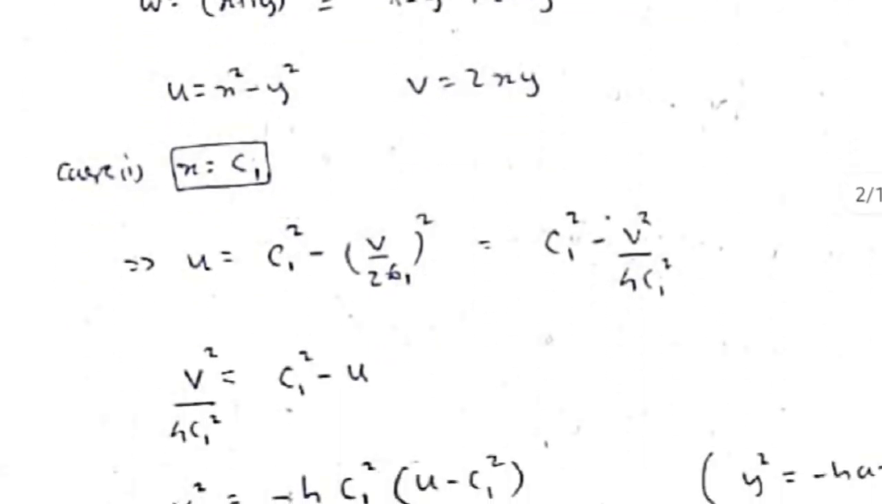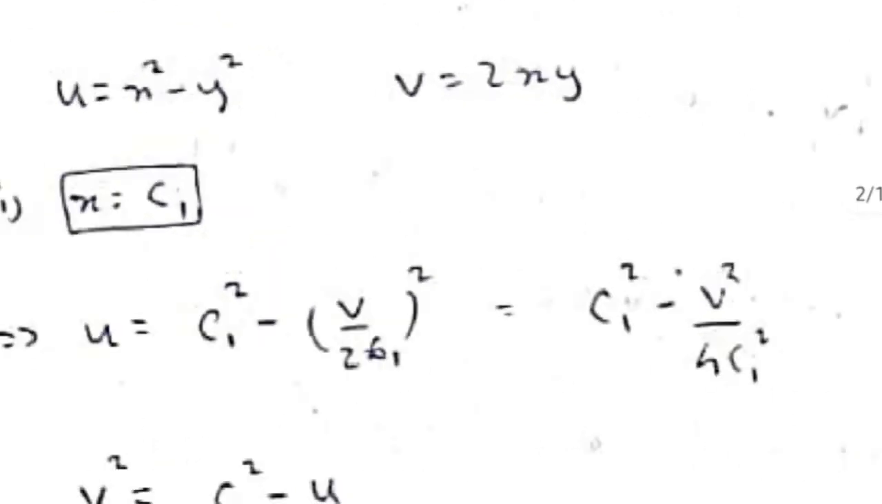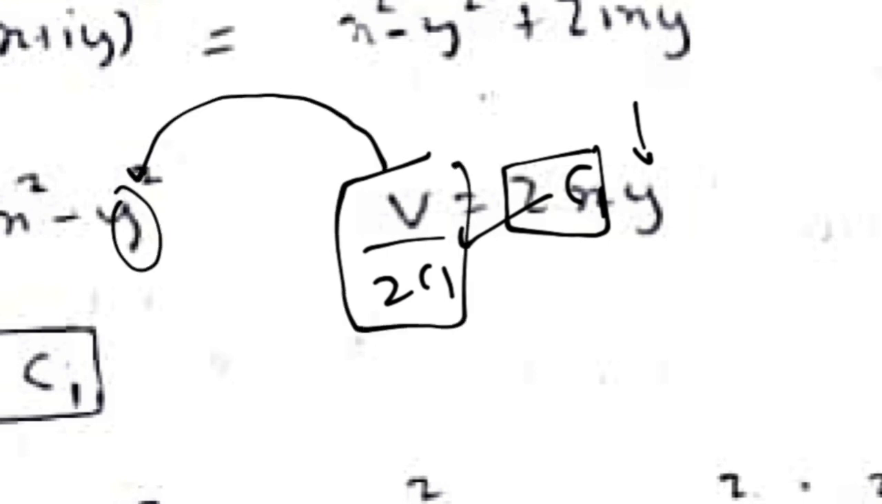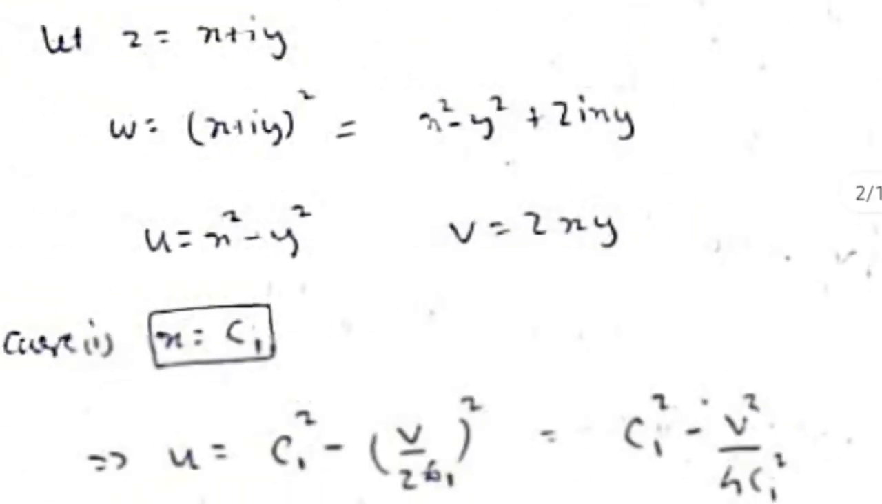By taking x is equal to a value c1, we have to substitute the value of y in the second equation. If you take x as c1 here, just keep y in the RHS and shift this value to the denominator. You will get y as v by 2c1. Using this value of y, substitute here. Here you will be using the value of x as c1. So you will be getting the equation in terms of only c1.